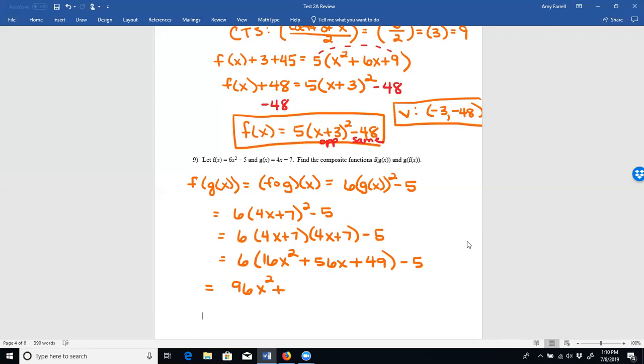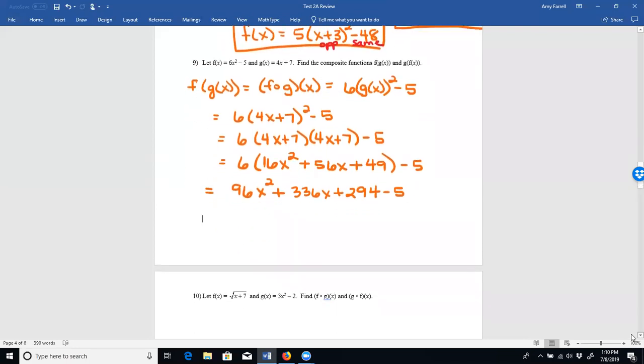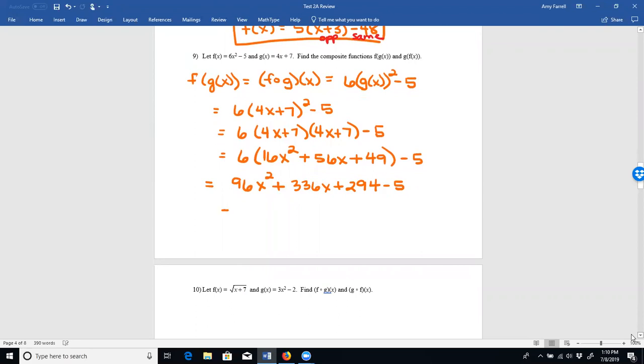Okay, I'm going to use my calculator here to the side. That is 336. So 336x plus 6 times 49. 6 times 49 is 294. And then don't forget, we still have this minus 5 here in the back. So combining like terms, we have 96x squared plus 336x plus 289. So that is f of g of x, or f circle g of x.